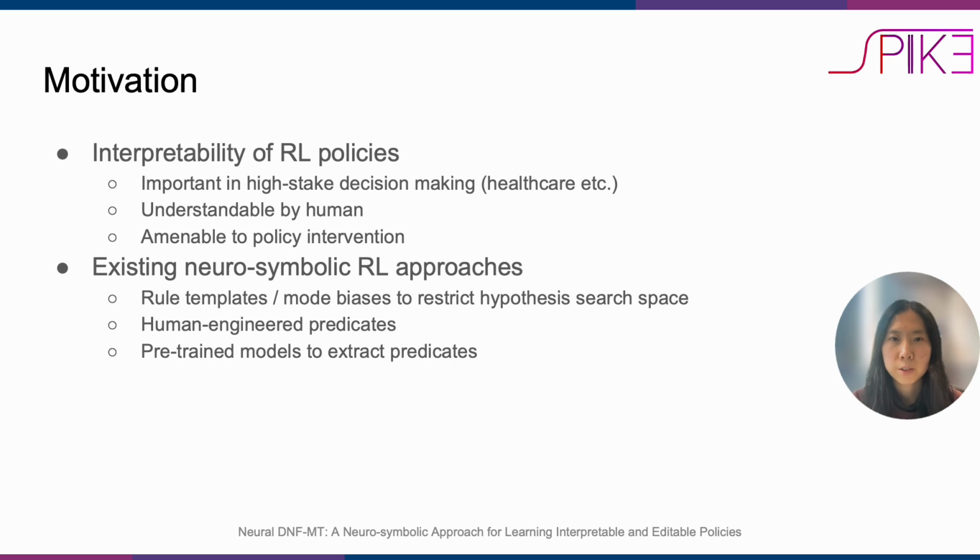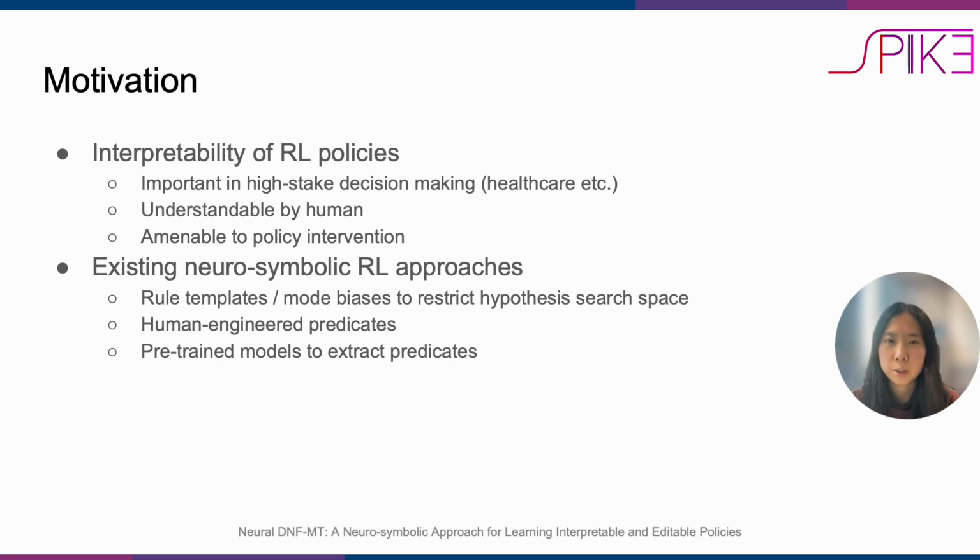The motivation of this work is to improve the interpretability of RL policies. It is important to know what the learned policies actually are when applying RL in high-stake decision-making, such as healthcare. Black box neural models are not so appealing in these scenarios, but policies that can be understood by humans are greatly beneficial. Apart from just being human readable, interpretability makes intervention on the policy much easier.